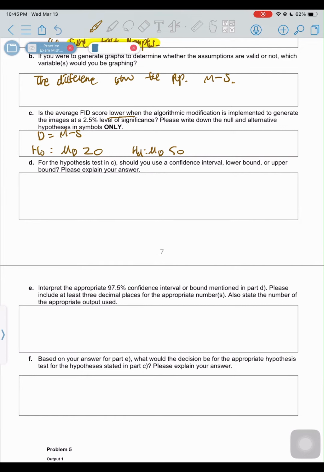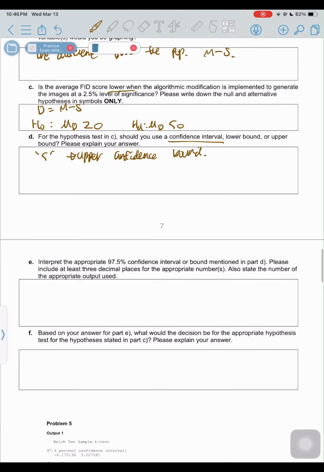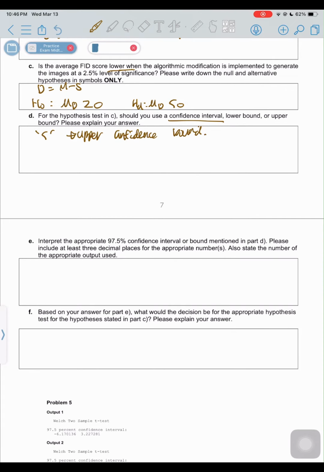For question D, for the hypothesis test in C, should you use the confidence interval lower bound or upper bound? Our alternative hypothesis includes the less than sign, so we have to use the upper confidence bound. If you want to use the two-sided confidence interval, that would go with a not equal sign, so that's not the case because our alternative has a less than sign. So we're going to use the upper confidence bound.